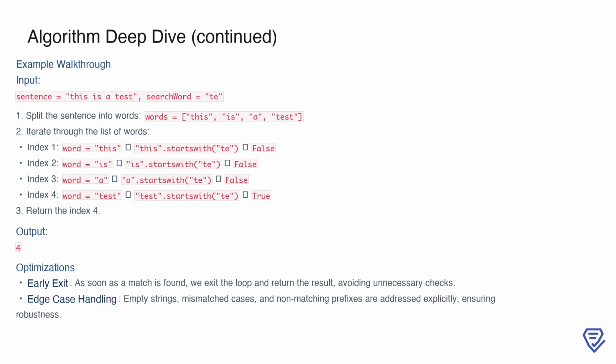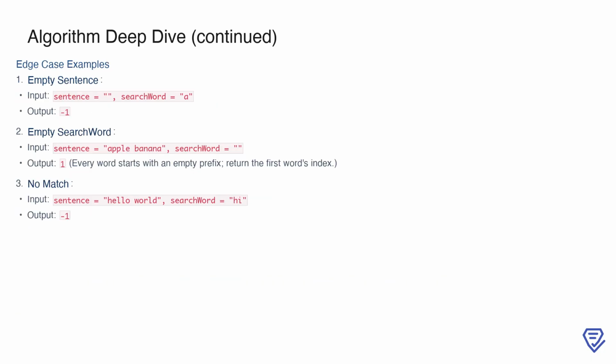This example highlights the efficiency of the algorithm's early exit mechanism, where we stop processing as soon as a match is found. Additionally, the algorithm handles edge cases like empty strings, mismatched cases, and non-matching prefixes, ensuring that it is both robust and reliable. Now, let's look at some specific edge case examples.